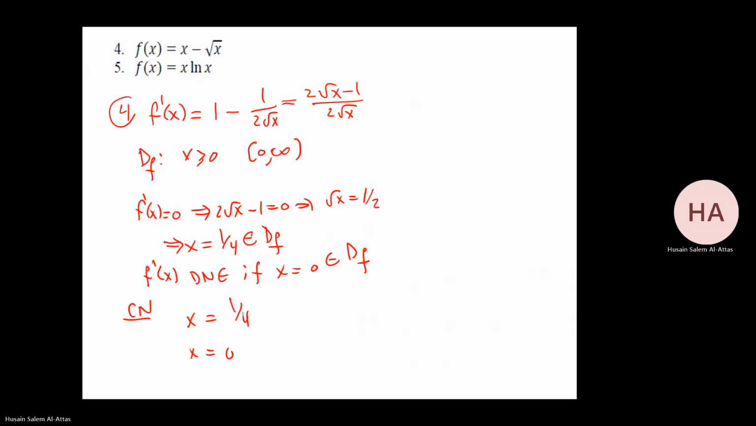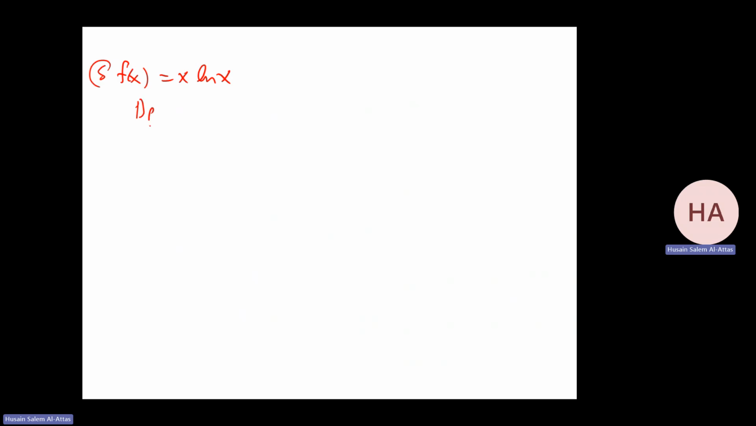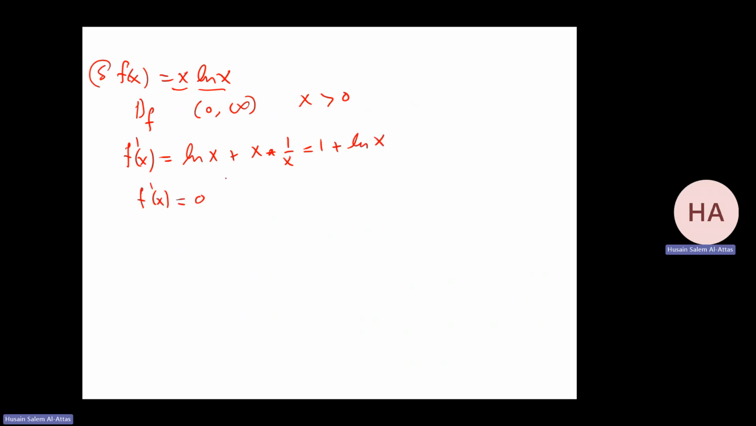Since I have a space here, let me do it here. Number 5: x ln x. What's the domain of f? From 0 to infinity. I need x to be positive. Okay. f prime will be what? I have the product rule. It will be ln x plus x times 1/x. In other words, this is 1 plus ln x. f prime equals 0.